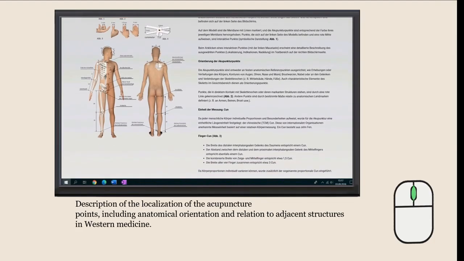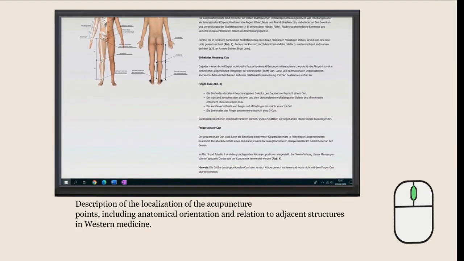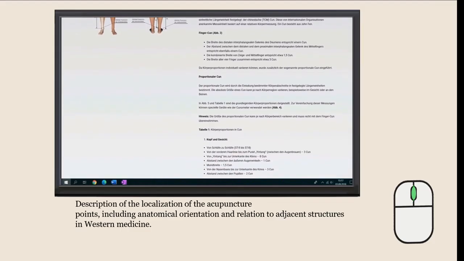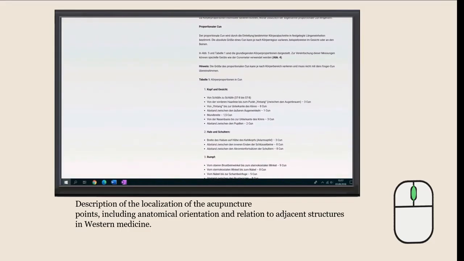Description of the localization of the acupuncture points, including anatomical orientation and relation to adjacent structures in Western medicine.